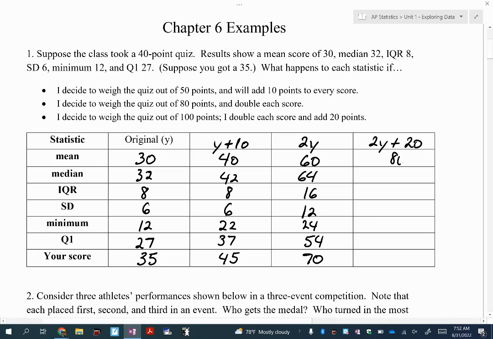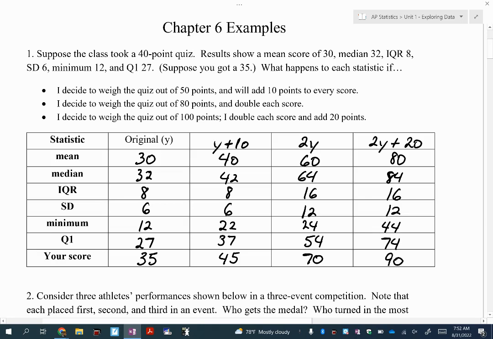So in this one, our mean will go up 20 from the last column. Same with our median. But our IQR and standard deviation, our measures of spread, will just get that doubling, right? So they're actually going to stay the same as the previous one, where you only double the scores. The minimum is going to go up that extra 20. Same with the first quartile, and same with our score.